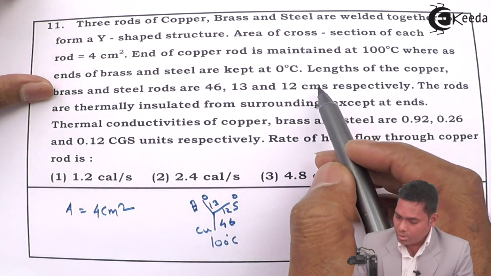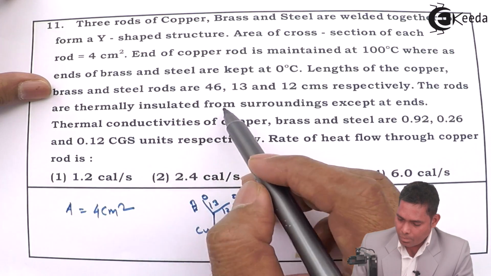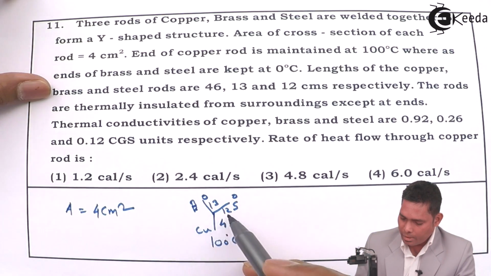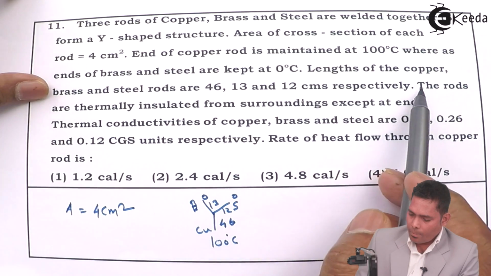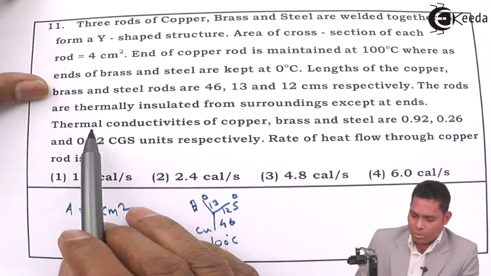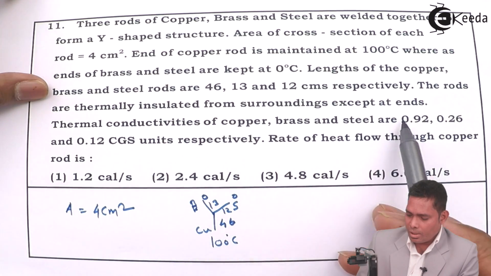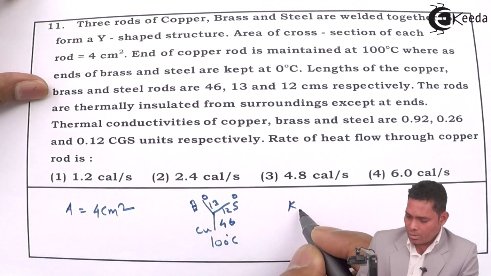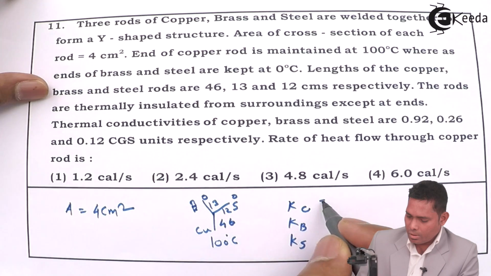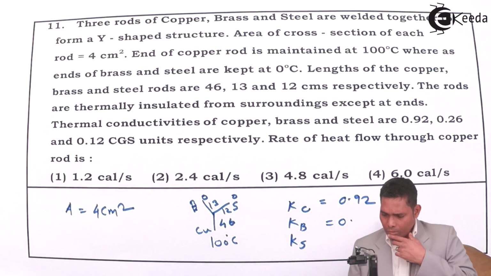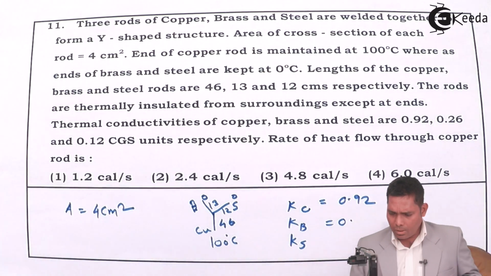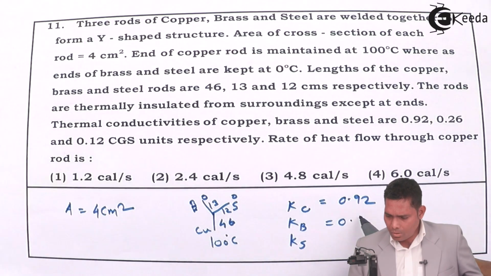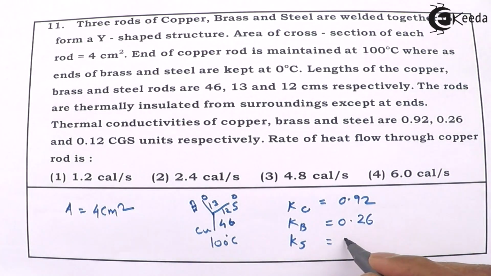Let us just see the question. The rods are thermally insulated from surroundings, so no heat can escape or enter the system. Thermal conductivities of copper, brass and steel are given: K for copper is 0.92, K for brass is 0.26, and K for steel is 0.12.